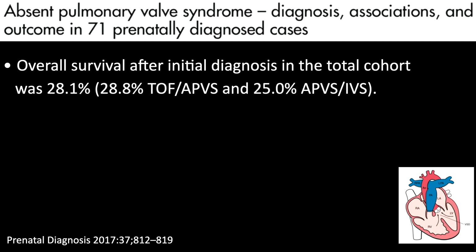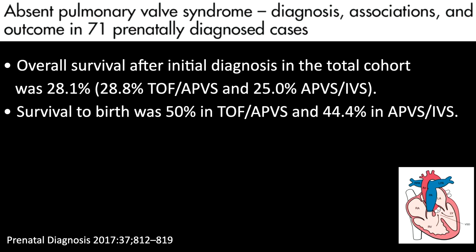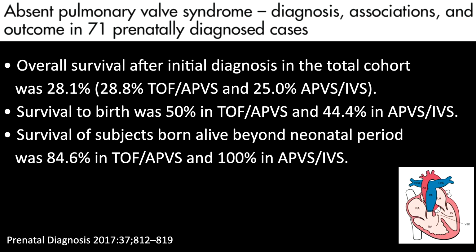This is a fairly recent study looking at a significant number, I don't remember the number of cases, but a combination of tetralogy with absent pulmonary valve syndrome and some absent pulmonary valve syndrome with intact septum. You could see that survival to birth was 50% and 44% in those respective lesions, and survival of subjects born alive beyond neonatal period was 84% in tetralogy of Fallot with absent pulmonary valve syndrome, and 100% those with intact ventricular septum. So the messaging here is that this is a more severe form of the classic tetralogy of Fallot that you clearly see in your office on a day-to-day basis.